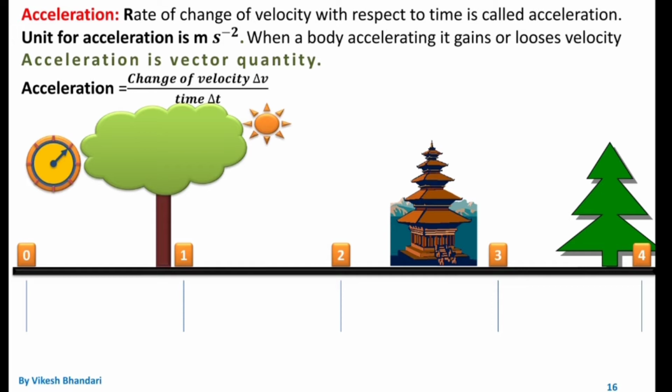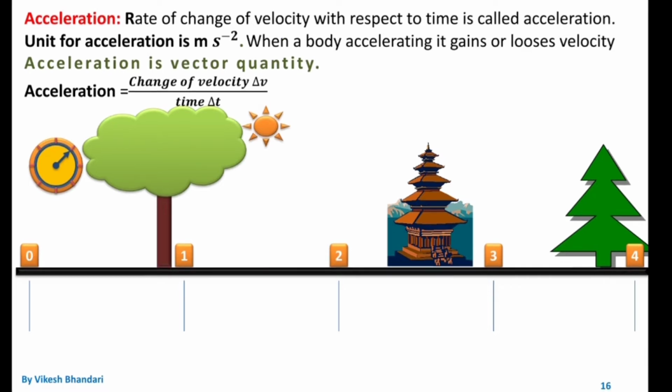The unit of acceleration is meter per second square. Okay, meter per second square is the unit of acceleration. Next, the formula for acceleration is nothing but the change of velocity, delta v, divided by the change in time, delta t.